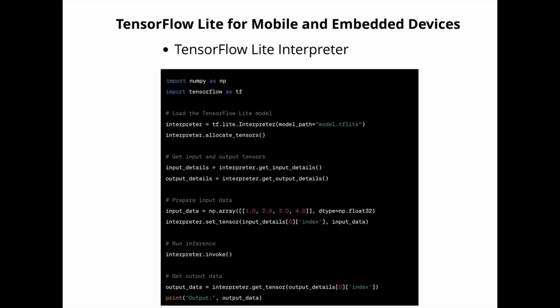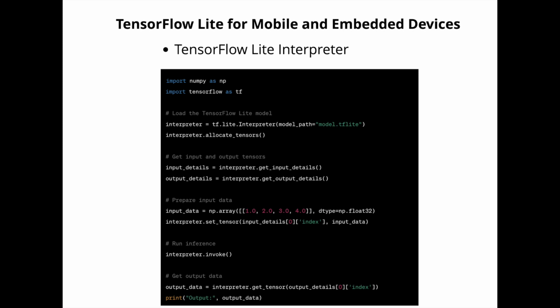Next, I am getting the input and output tensors. What you do is create two variables, input_details and output_details, and from the interpreter I'm calling the get_input_details and get_output_details functions. Next, you prepare the input data by calling NumPy and creating an array of one with four parameters inside an array, and then passing dtype equal to np.float32, so it knows that those are float values.